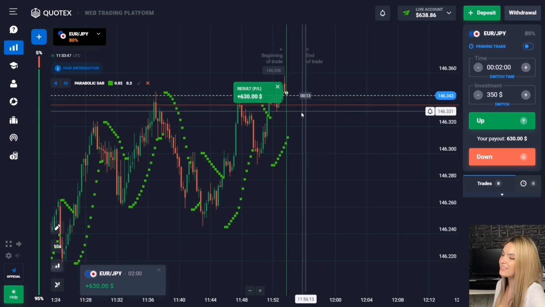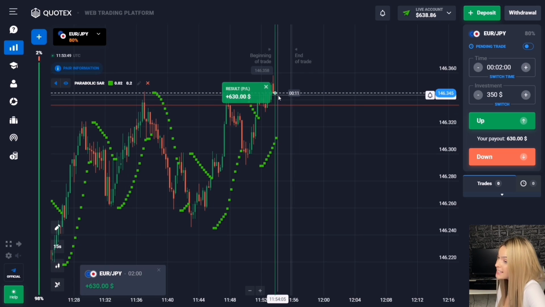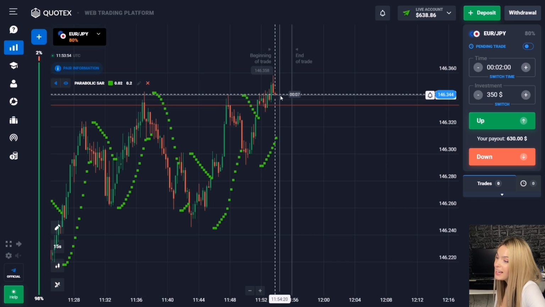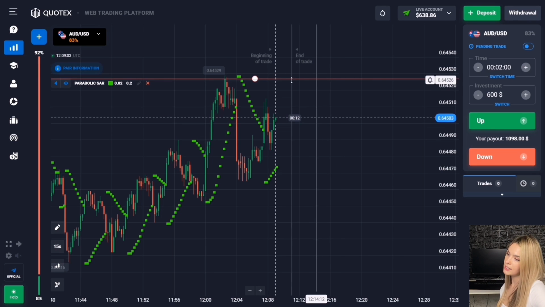Yay guys, at the level the price slowed down, but still the upward movement continued. The level was broken and we made a profit. The indicator also gave us a good entry point, so guys, everything is going perfectly as I want. Let's continue.